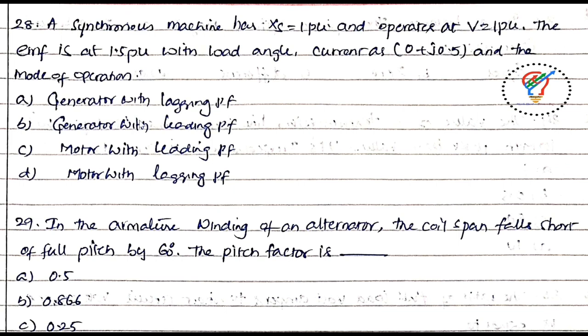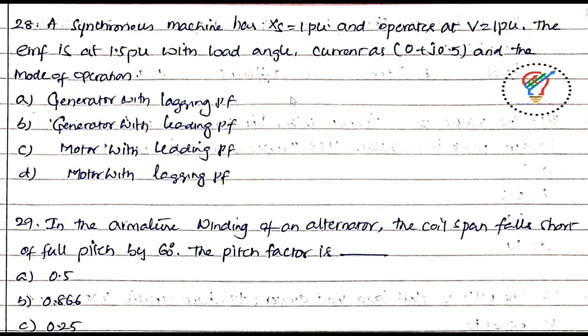First, we'll take the current. Current is j 0.5, which means it's leading. The current is leading here. Now we need to check whether the machine is working as a generator or a motor. By looking at the question itself, EMF is 1.5 per unit and voltage is 1 per unit, so you might say the machine is a generator with leading power factor. But that's wrong here. The actual thing is to check the voltages and currents.